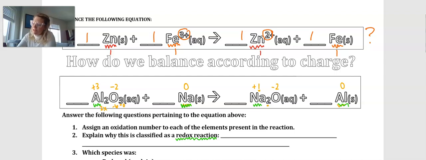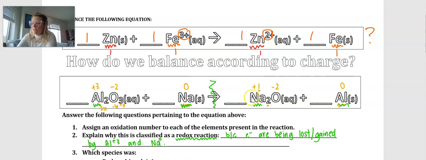So this is a redox reaction because electrons are being lost or gained by Al +3 and Na 0, okay? And again, we want to specify Al +3 because that is on the reactant side of our equation. The things that are going to be transferring, or the species that are going to lose or gain electrons, are always on the reactant side. The result of that loss or gain is what we have on our product side.